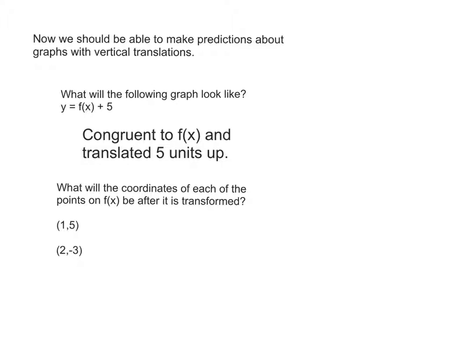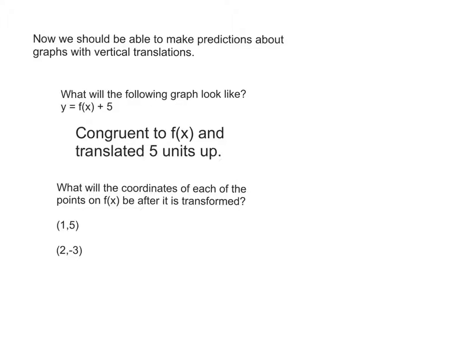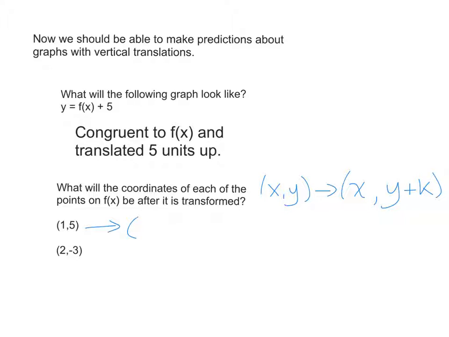Here's another question that has to do with that mapping rule that we came up with. What will the coordinates of each of the points on f of x be after it's transformed? So f of x has this point (1, 5). What will it look like on f of x plus 5? Where will that point go? We know the mapping rule is (x, y) maps to x stays the same, and y plus k, so this is going to be y plus 5. So all you need to do, this one is going to map to, like Akash said, (1, 10). 1 stays the same, add 5 to the 5.